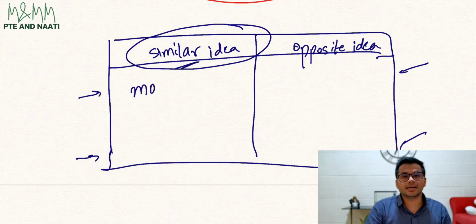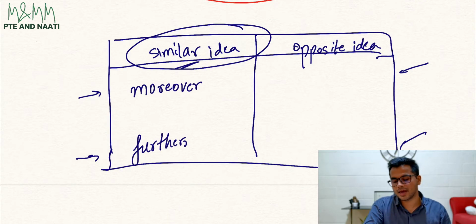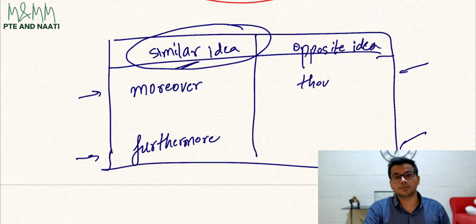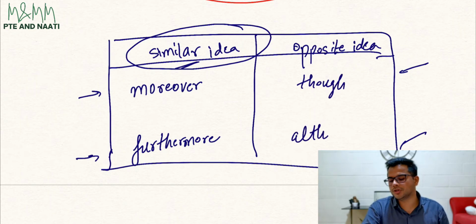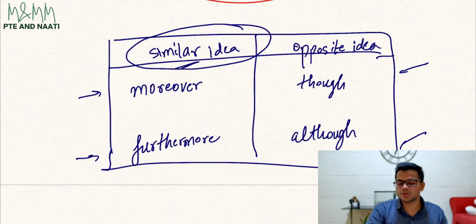Now, what are the similar idea connectors that I'm talking about? Forget "and" and all that stuff. We are going to use "moreover" and we are going to use "furthermore". I'll tell you the reason soon why we are using these connectors and why we aren't using "and" or any other connectors. And for opposite ideas, I want you to use "though" and "although".